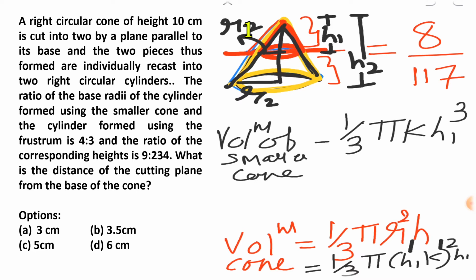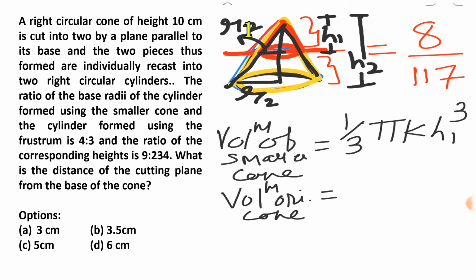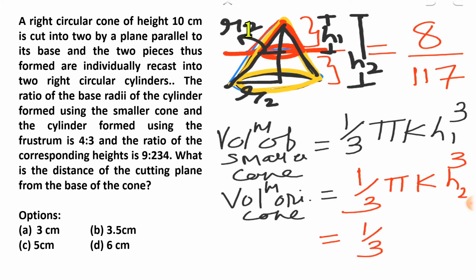Now going in the same fashion, when I talk about the volume of the original cone, in similar fashion it will be 1/3 pi K H2 cube. Now H2, we all know that is 10, which is given inside the question. So 1/3 pi K, and this will be 10 cube.